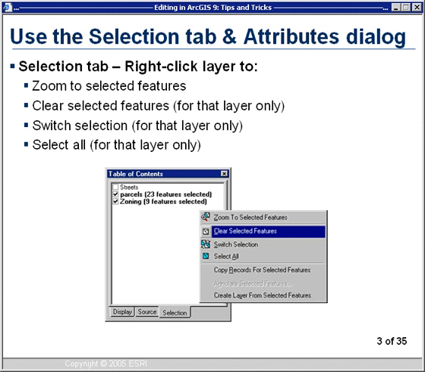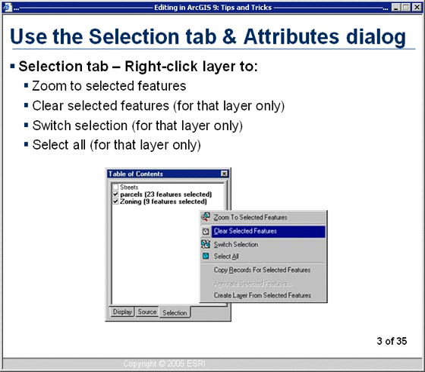from. A right mouse click on that Selection tab will give you the option of choosing additional options such as Clear Selected Features, Switch Selection, Select All. In fact, you can even create a layer from the selected records that you may have selected from a particular data source that you're working with.